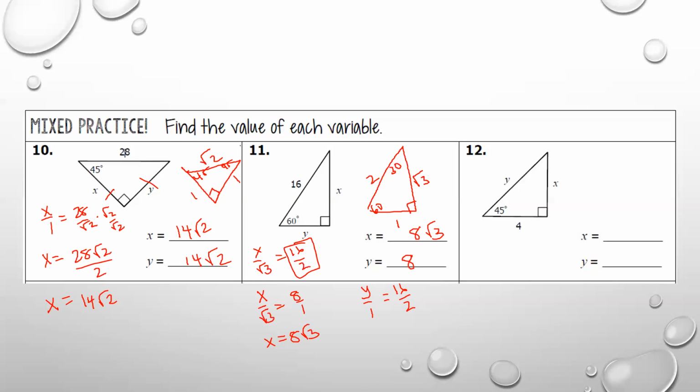All right, I've just shown you 2 more examples with a 45, 45, 90 and a 30, 60, 90. Go ahead and try number 12. Decide what kind of triangle it is. Draw your most basic triangle right next to it and set up your proportions so that you can cross multiply and solve for x and y. Try this one now, number 12. Try it now.